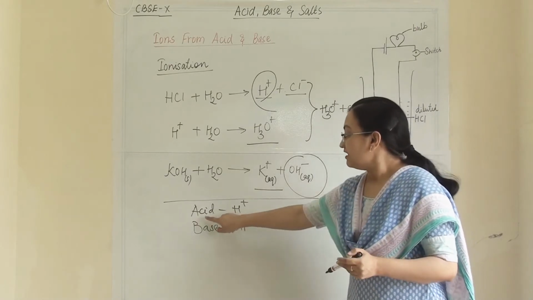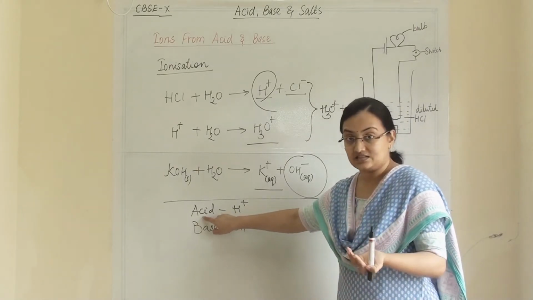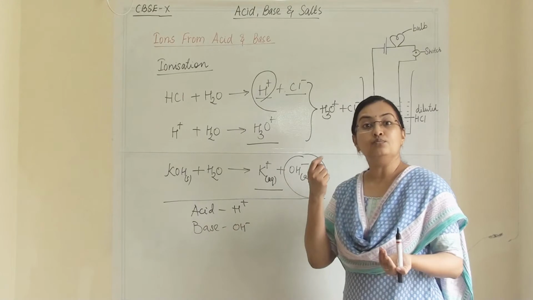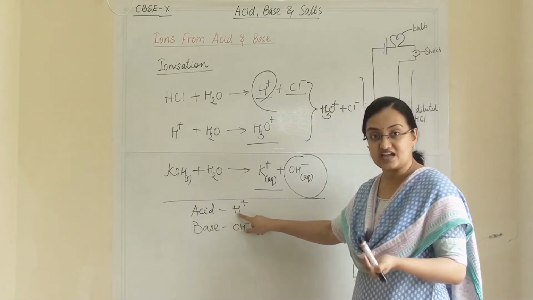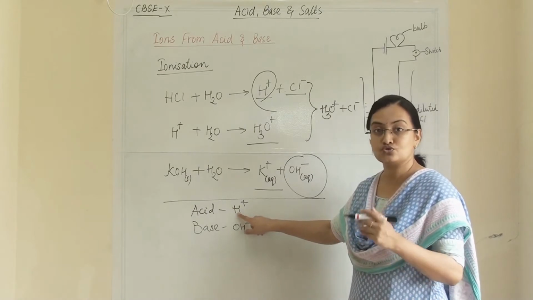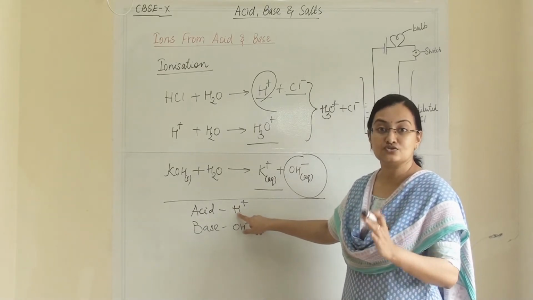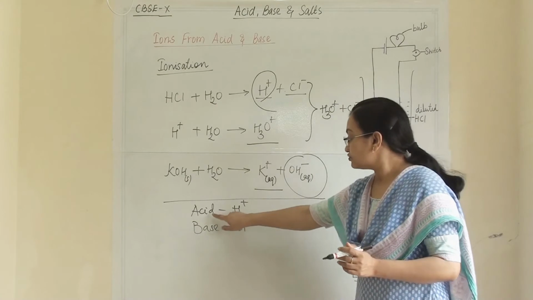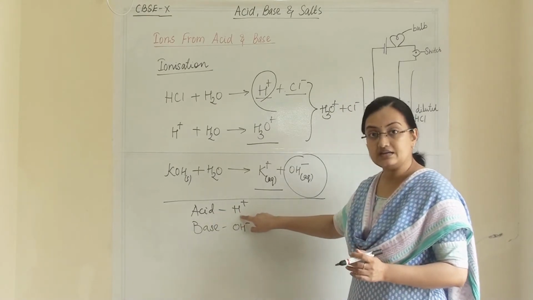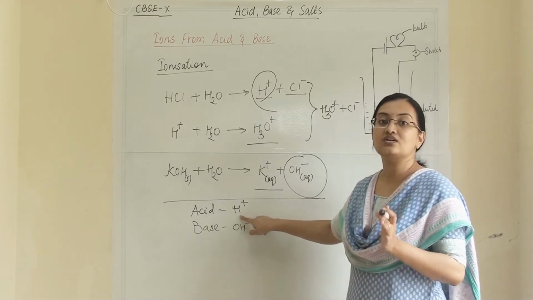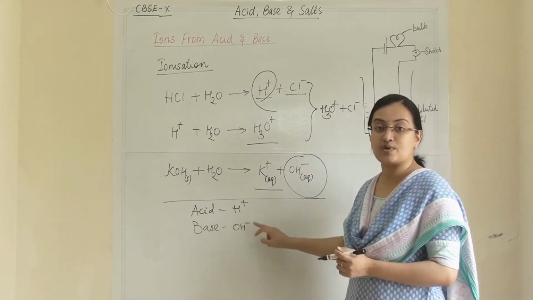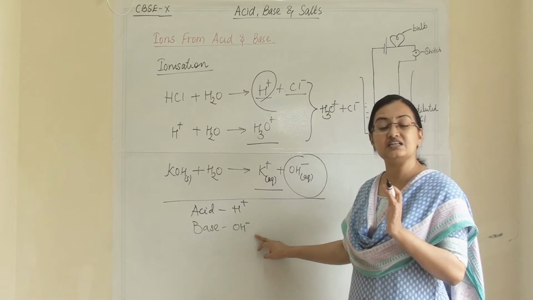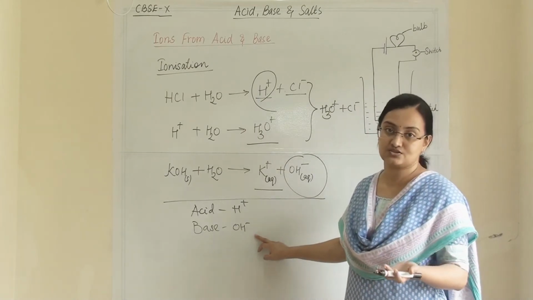So when we are testing an acid, we take a blue litmus paper. Blue litmus paper will come in contact with H plus and it will turn red. So we will say that this solution is acidic. So this H plus ion is responsible for the acidic nature of acid. And these H plus and OH minus ions are simultaneously responsible for the litmus test also.